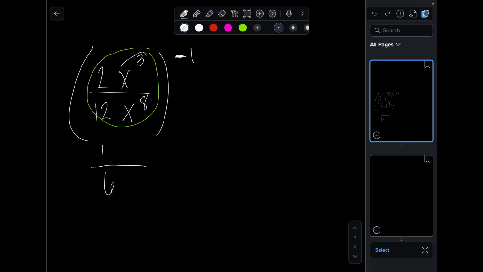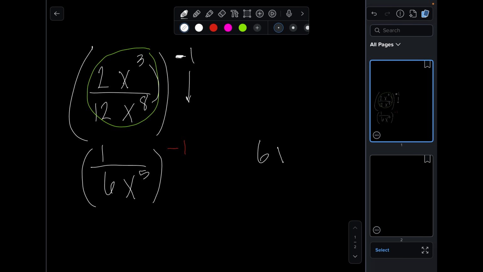3 minus 8. Well, remember, is it top heavy or bottom heavy? It's bottom heavy. By how much? 8 minus 3, by 5, right? Cool. Bring this down. It does not disappear. Now what do we do? Flip it. You got it. This is your flipper.